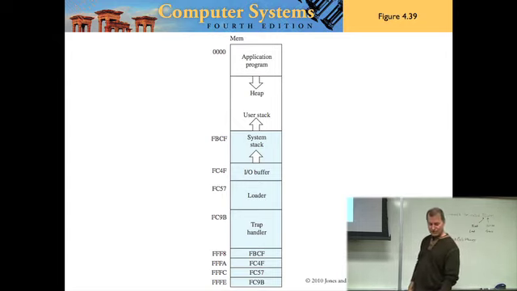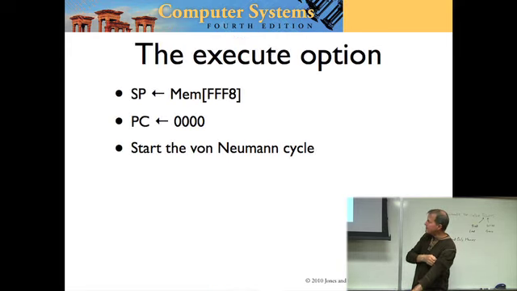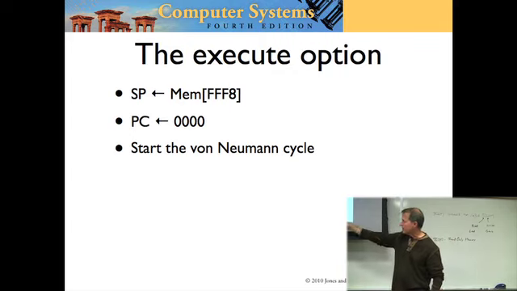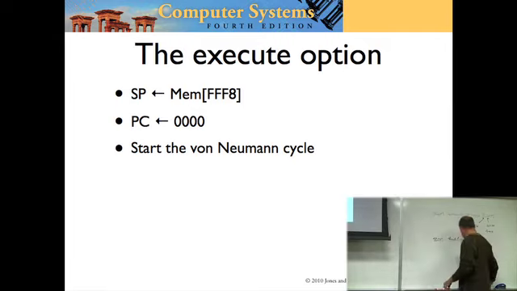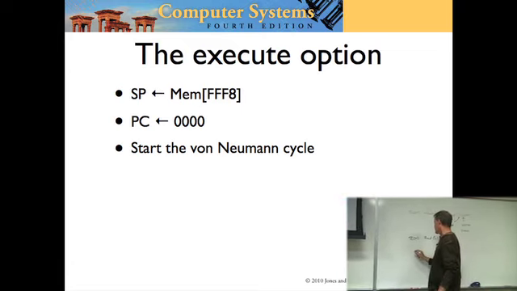Now here's my question. What happens when SP gets mem FFF8? What actually goes to the SP? What is at FFF8? FBCF. So why isn't it this? Why isn't the whole system designed like this?